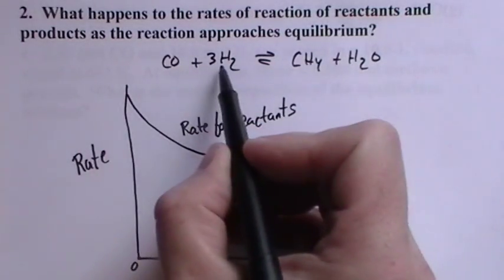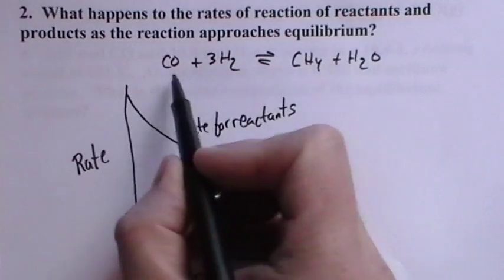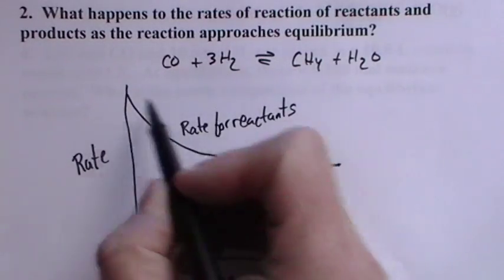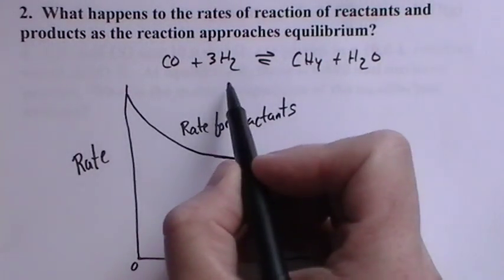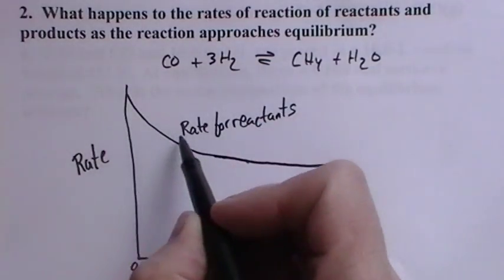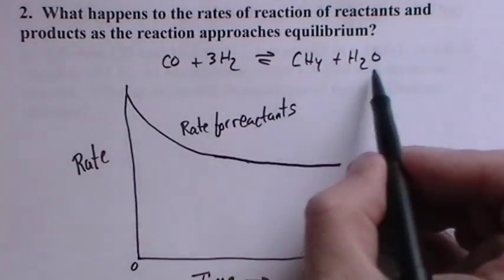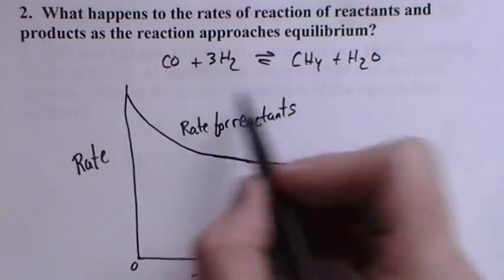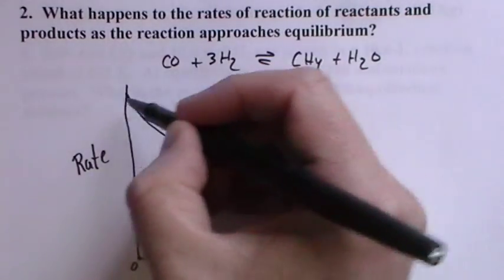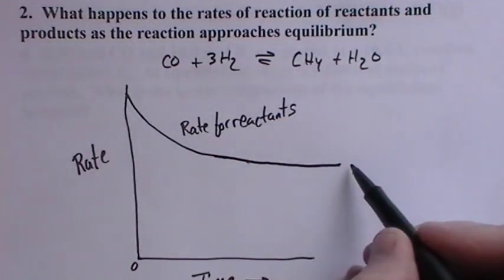As they react together, though, we're using them up, so they find it harder and harder to find each other. Since they can't find each other as quickly, their rate has to drop. And not only that, there are more products present that are getting in the way. So we start out really high for the reactants, then it drops off.